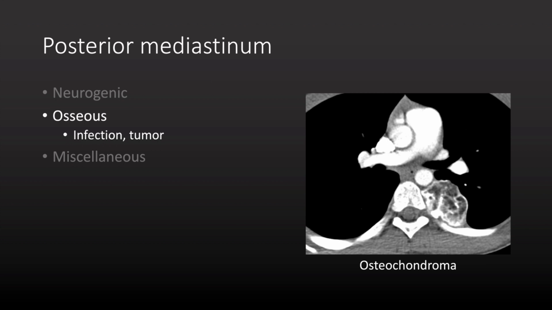You can have, obviously, osseous lesions. This is an example of an osteochondroma. We can also see paraspinal abscesses in this location. And obviously, metastatic disease can extend from a vertebral body or a rib into the posterior mediastinum.